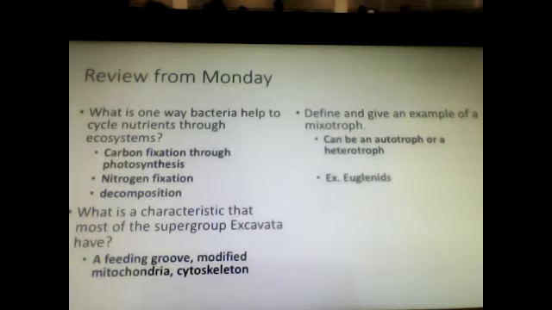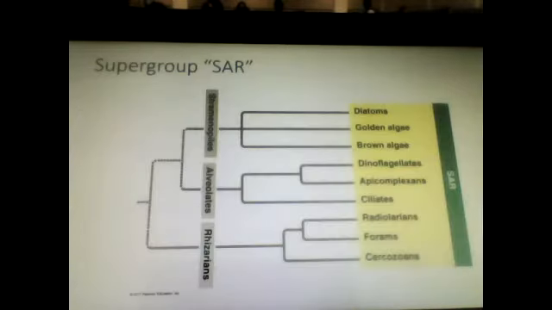Okay. So, on Monday we talked about the supergroup Excavata. Okay, we're going to move on to the next supergroup, SAR. I'm starting to see more and more laptops. Remember how we talked about no laptops? I said that tablets I was a little okay with, and laptops I don't love.